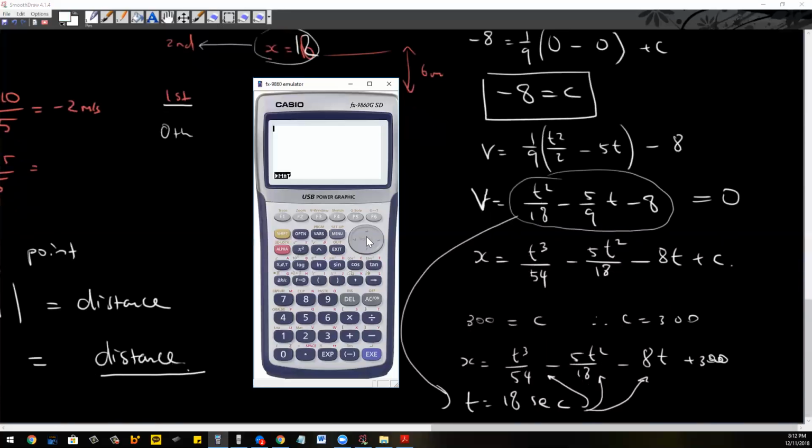So it's 18 to the power of 3 over 54 minus 5 times 18 squared over 18 minus 8 times 18 plus 300. Then you get 174. Now divide that by 6, then you get 29.